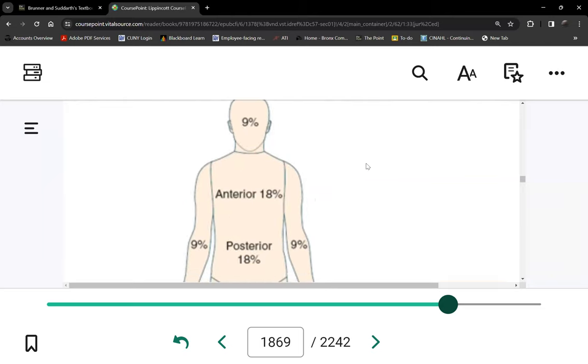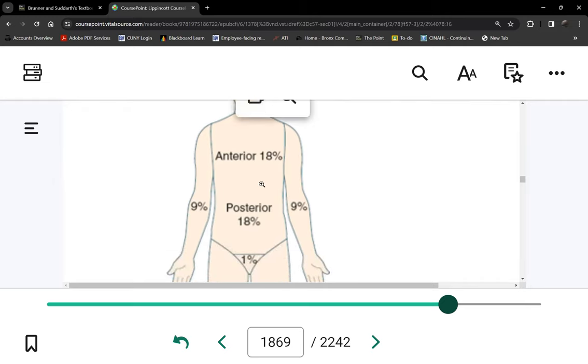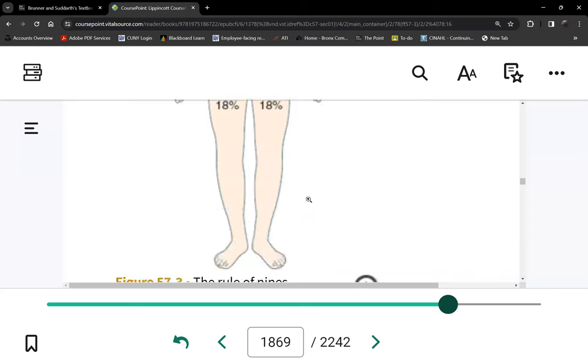So everything is nine. The head is two nines: nine for the anterior aspect of your face, and nine for the back of your head. The whole torso, the anterior torso, is two nines. Obviously, that's big. So that's 18, and another two nines in the back. Each arm is two nines, nine in each side of the arm. Anterior arm, posterior arm, each is 9.